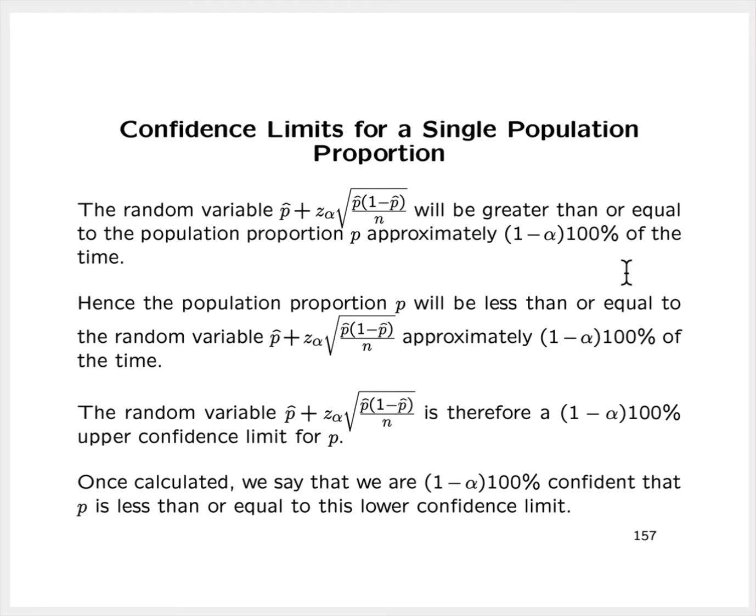And so therefore, the population proportion p will be less than or equal to the random variable p hat plus z sub alpha times the estimated standard error of p hat, approximately 1 minus alpha times 100% of the time. We call that random variable a 1 minus alpha times 100% upper confidence limit for p. Once we have our sample and have calculated this upper confidence limit, we interpret it by saying that we are 1 minus alpha times 100% confident that p is less than or equal to this upper confidence limit.